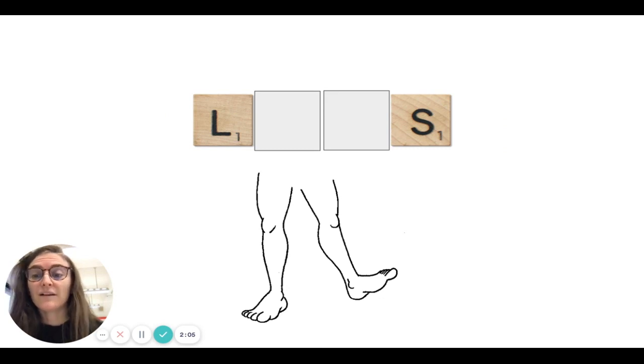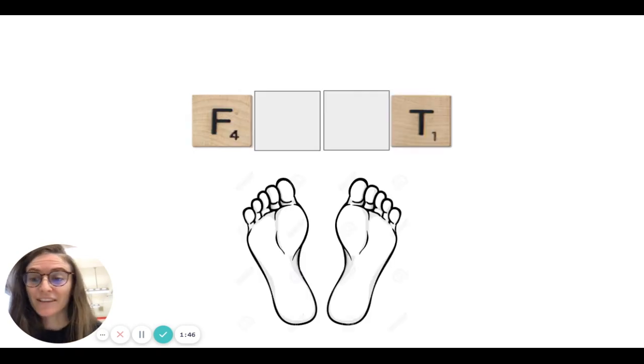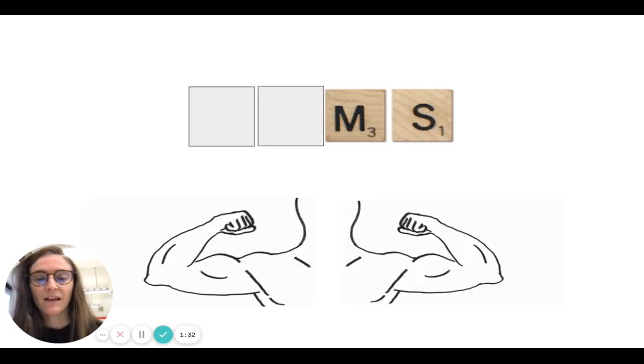Okay, let's do one more. Oh, this one. We have egg. So you have the L and the S. We need the 2 in the middle. Egg. It's E and G that is missing. Okay. And this one, remember, it's 2. So we're not going to say foot. We're going to say feet. So it's E-E. Okay?